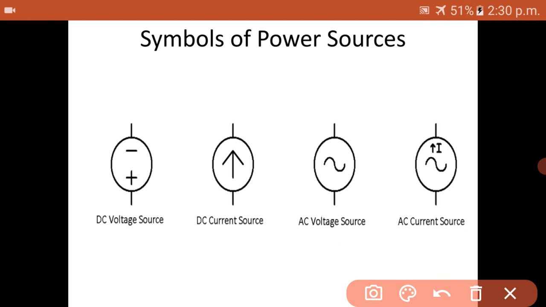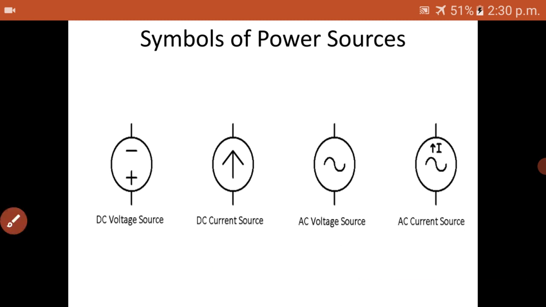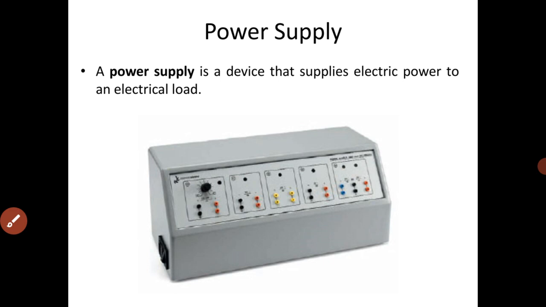Next is power supply. Power supply is a device that supplies electric power to an electrical load. Okay, what is the use of this power supply? Power supply converts AC to the DC. That is the use of the power supply. Power supply converts AC current or AC voltage to the DC current or DC voltage.